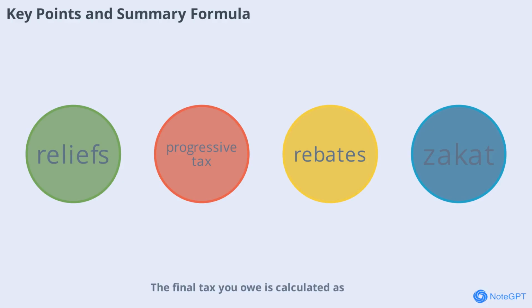Final tax you owe is calculated as: final tax payable equals total income minus reliefs, multiplied by the tax rate, minus any rebates. Remember, claiming all eligible reliefs and rebates is the best way to minimize your tax legally. Understanding these steps empowers you to manage your tax efficiently and avoid overpaying.